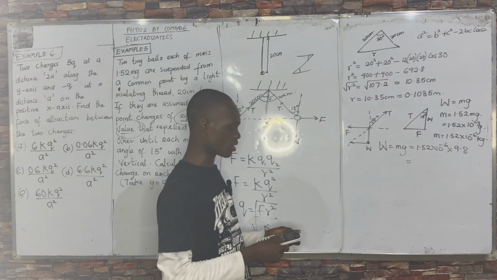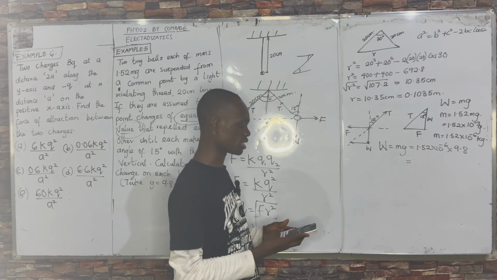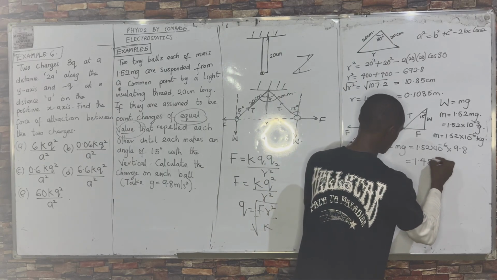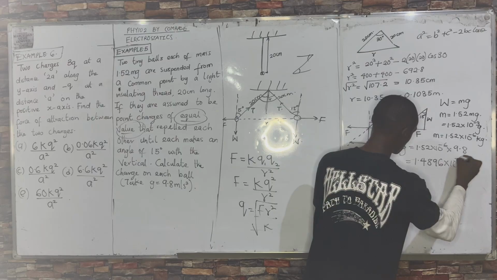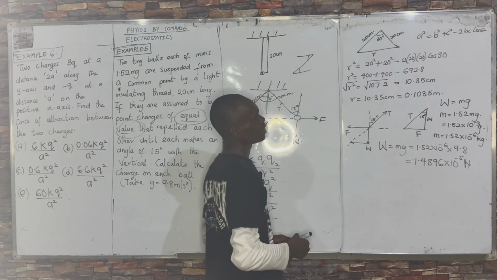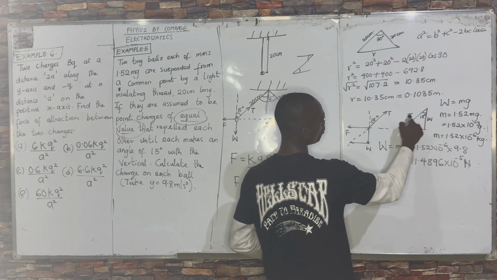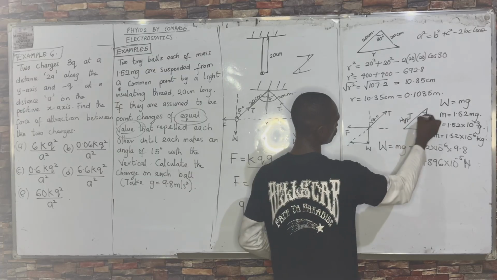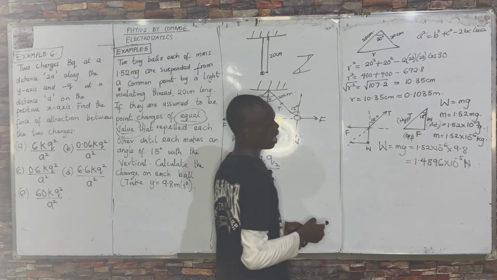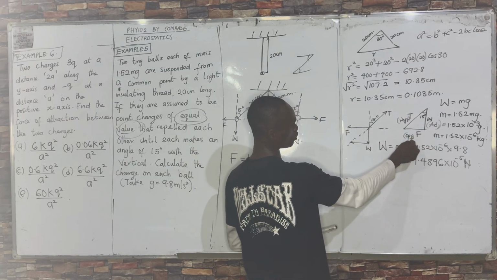So let's press our calculator. 1.52 times 10 raised to the power minus 6 times 9.8. So I should be having 1.4896 times 10 raised to the power minus 5 Newton. That's W. Now, if I look at this one, we can easily solve the right angle triangle, where this is hypotenuse. Is it not true? Here is opposite, and here is adjacent. And our focus is on W, which we have, and F, which we are looking for.